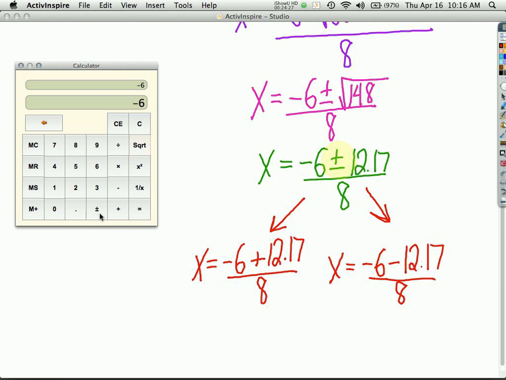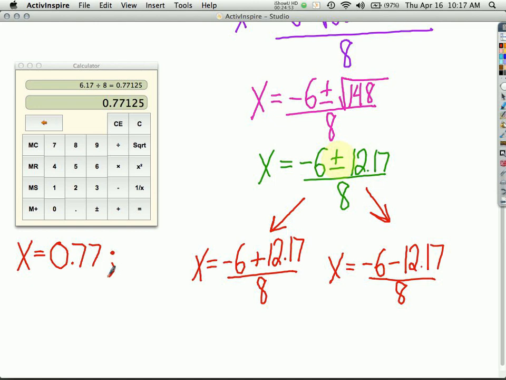So I'm going to turn that negative, and now for the first one I'm going to add 12.17, push the equal sign, then divide by 8, push the equal sign again, and now we get our first value. X is going to be approximately 0.77.